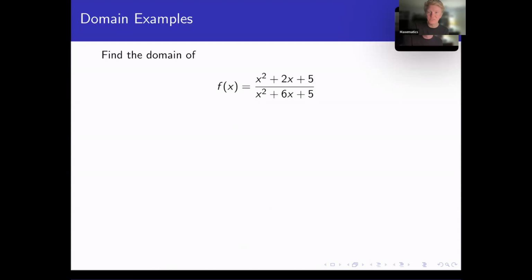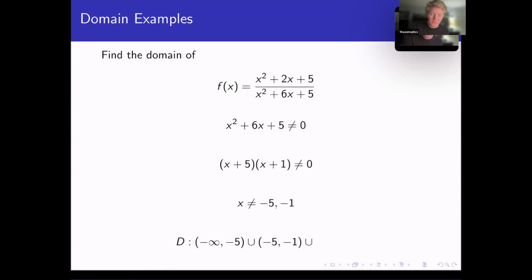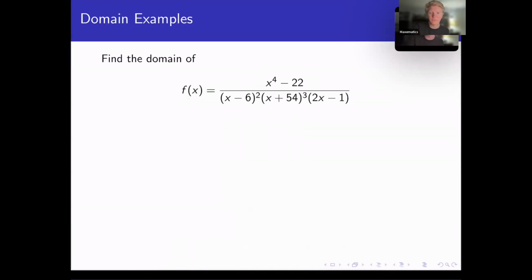Okay, same thing here. Set the denominator not equal to 0. Factor, set each factor equal to 0. We can be everything to the left of one of them, everything between them, everything to the right of them. And that's what happens most of the time when it comes to two factors. If you have three factors, it works the same way. You would have left of the leftmost one, between them, and everything to the right of them.